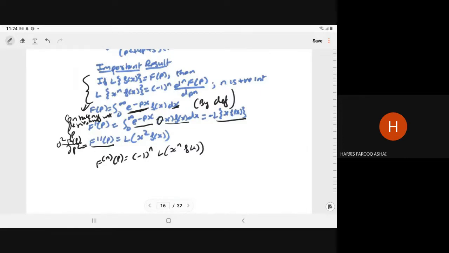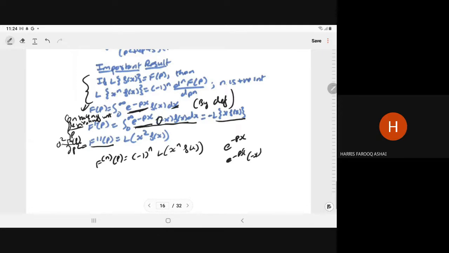Sir, but won't there be a p in the numerator as well, when we are differentiating? In this step? Yes, sir. No. What is the derivative of e^(-px)? It is e^(-px) into minus x, that is the constant. We are differentiating with respect to p here. I have written it, on taking the derivative with respect to p. Clear?